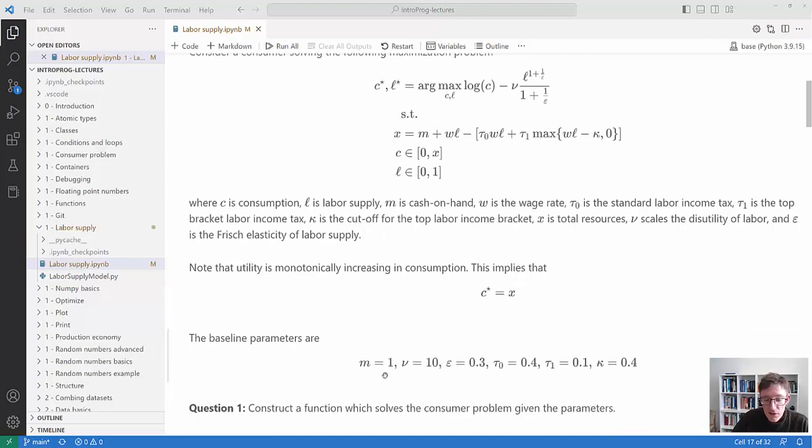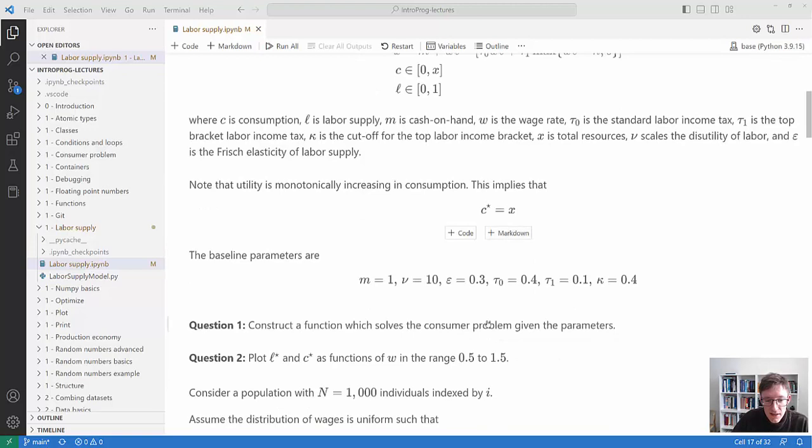The baseline parameters that we will be considering are that the initial resources, the cash in hand, is 1. The disutility factor on labor supply, this nu, is 10. The epsilon here, which can also be called the Frisch elasticity of labor supply, is 0.3. The standard labor income tax is 0.4. The top bracket income tax is 0.1. And the cutoff is 0.4.